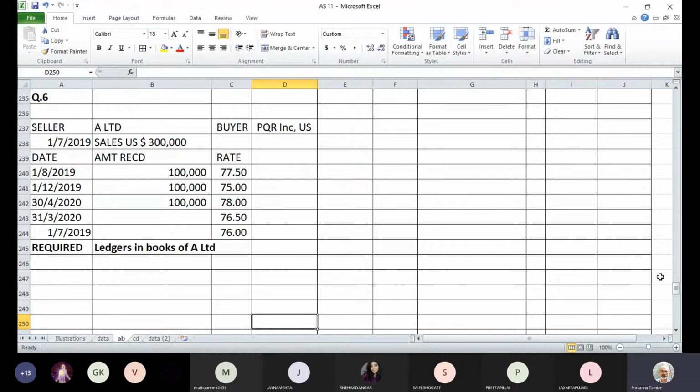The date of sale is 1st of July 2019. It's an export sale worth $3 lakh and the amount is received in installments. There are three installments received: 1st August, 1st December, and then the last installment of $1 lakh is received on 30th of April 2020. Respective rates are given, which are changing from time to time, and based on this, we'll prepare the necessary account in books of A Limited.